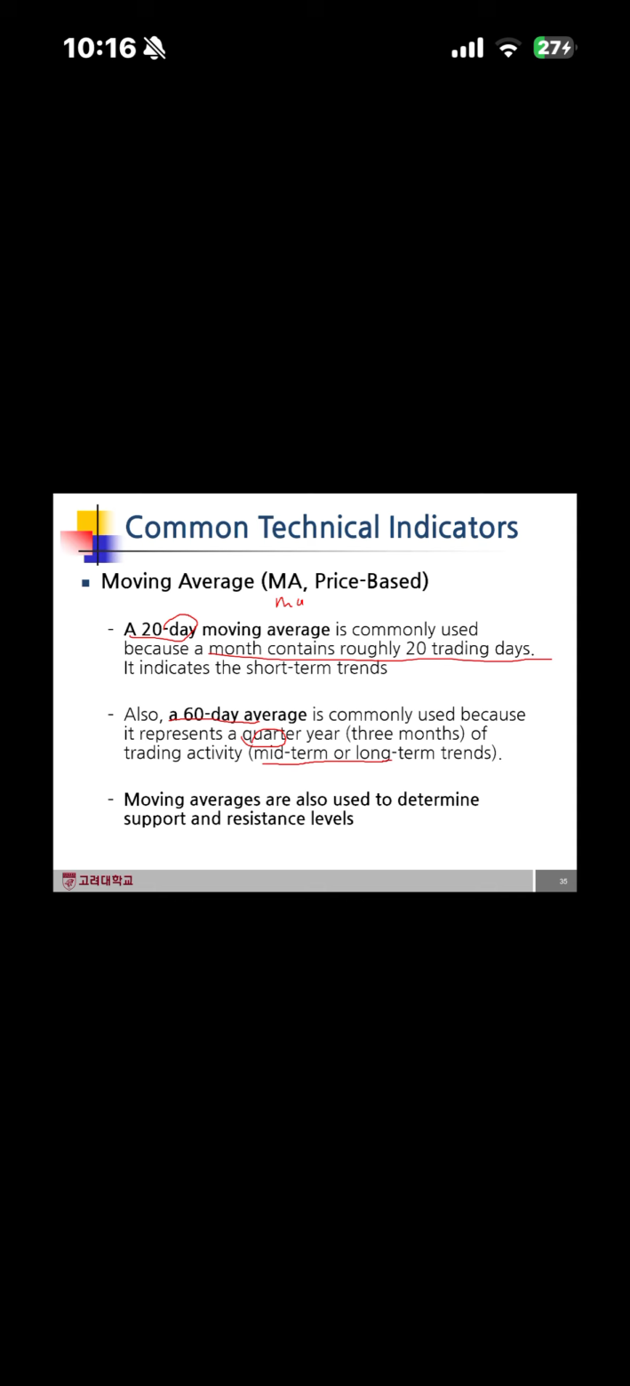So moving averages can also be used to identify support and resistance levels. For instance, during an upward trend, the moving average may act as a support level where price tends to stop falling and begin rising again. So if you have an upward-moving average, it can be used as a support level. And similarly, during a downward trend, the moving average may sometimes act as a resistance level, preventing prices from rising further.